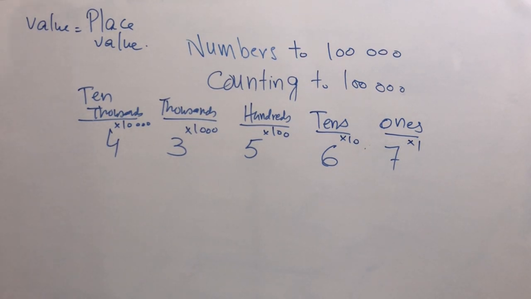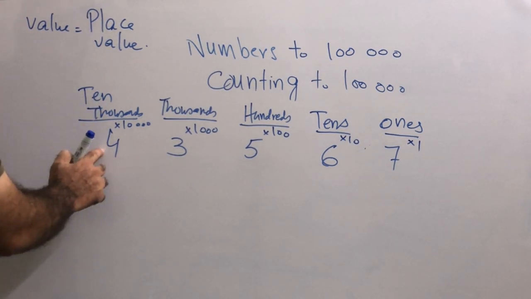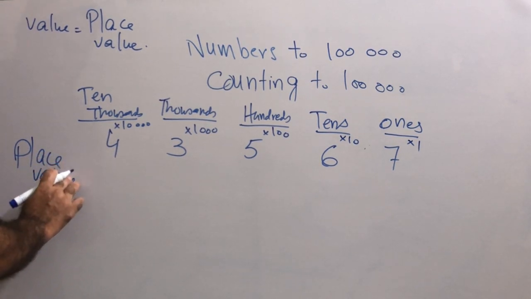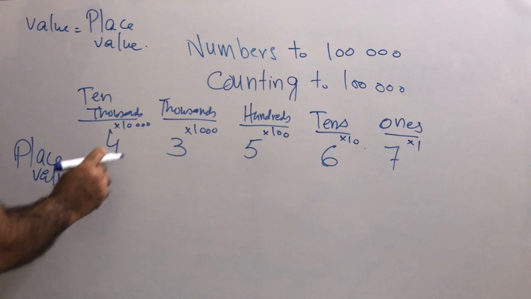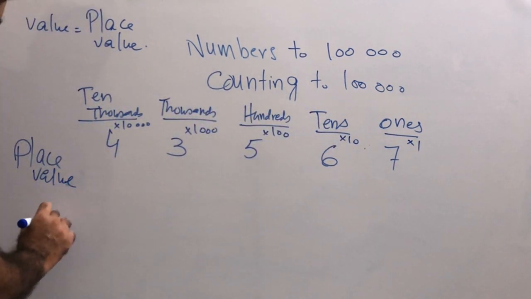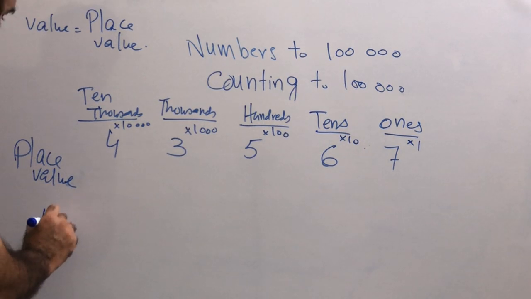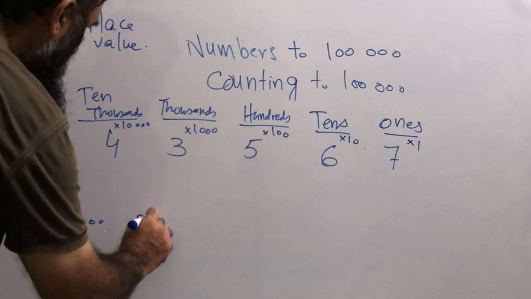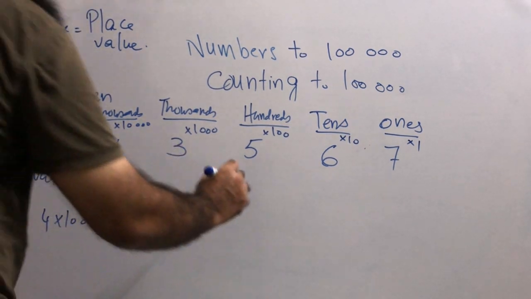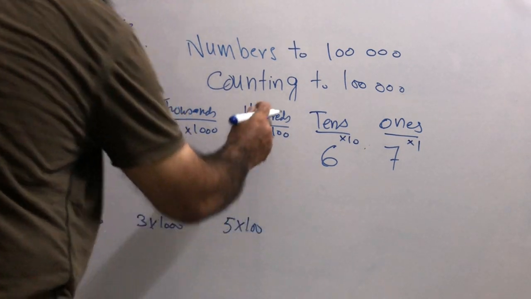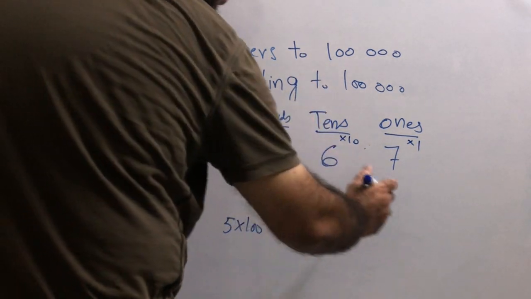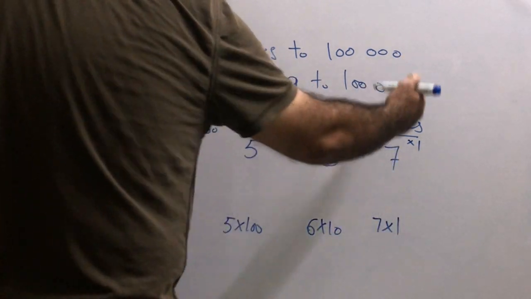Okay. So now we'll be talking about place value. What is the value of 4 in this number? Okay. So I'll simply multiply 4 with the 10,000. It will be the value of 4. I'll multiply 3 with the 1,000 to get the value of 3. I'll multiply 5 with 100 to get the value of 5. I'll multiply 6 with the 10 to get the value of 6. And I'll multiply 7 with the 1 to get the value of 7.